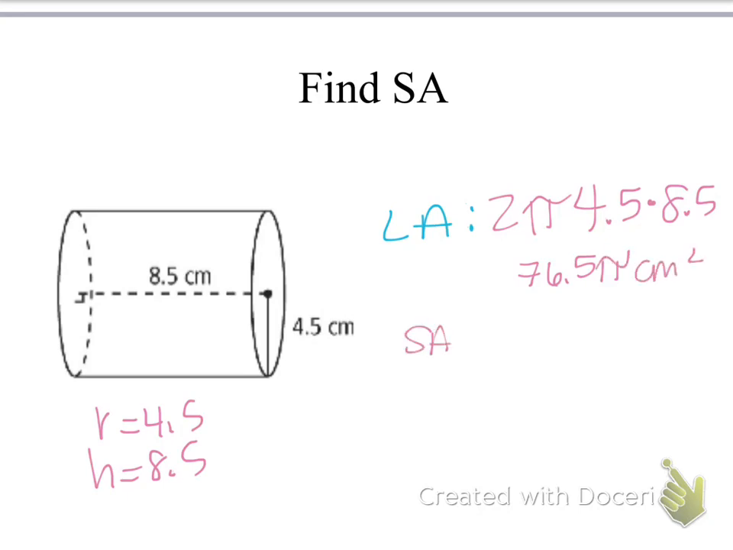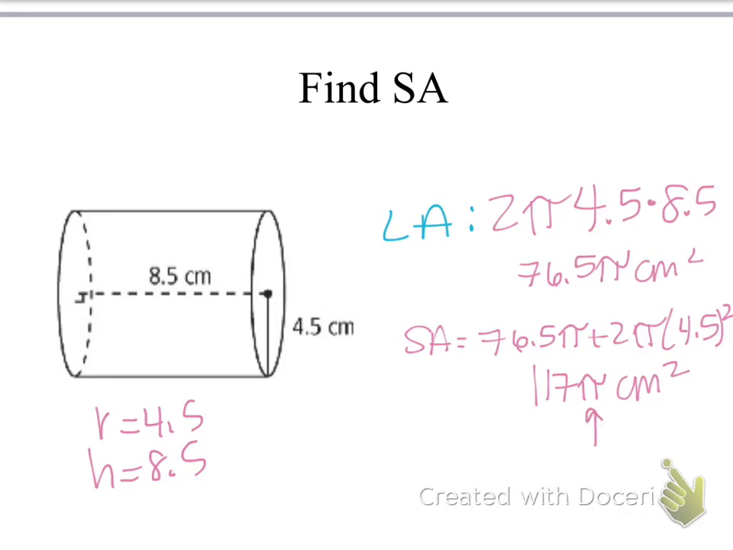So my surface area then is 76.5 plus 2 pi, my radius squared, so 4.5 squared. And that's going to get me 117 pi centimeters squared when I type it all in. Type it in without the pi's, and then just make sure your answer has a pi attached to it.